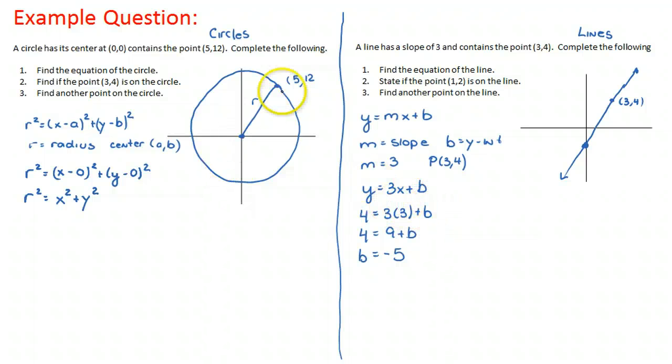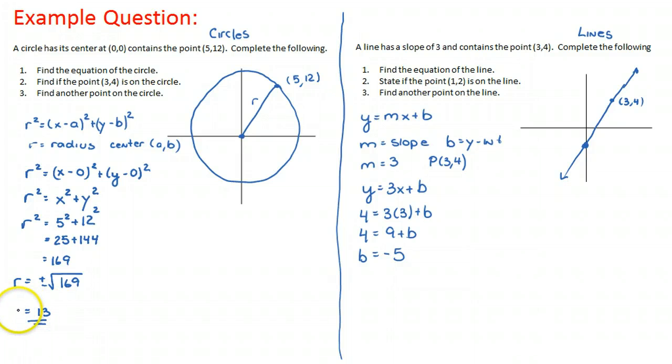So we substitute in the point. We know the point (5, 12) is on the circle, so I can just substitute it in. So r squared is equal to 5 squared plus 12 squared, which is equal to 25 plus 144, which is equal to 169. So therefore r is equal to plus or minus the square root of 169, and r is equal to 13. You'll notice here I've left out the minus 13, and that's because radiuses are always positive. So therefore the equation of this circle is 13 squared is equal to x squared plus y squared.